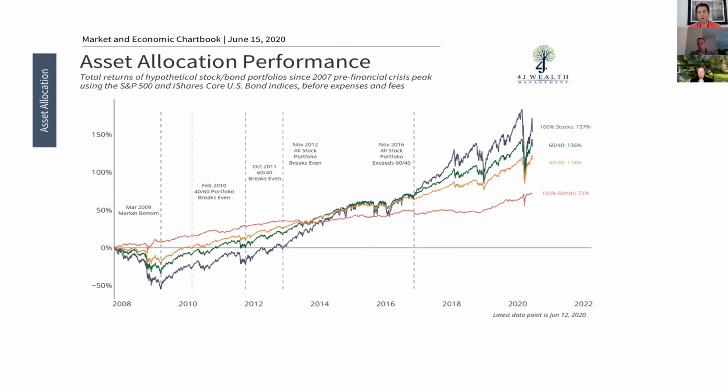And in between the blue and red lines, you see the goldish yellow and the green line. The green line represents a 60% stock, 40% bond portfolio. And you can see that recovered far quicker than the all stock portfolio. A 60-40 portfolio had broken even by October 2011, and a 40% stock, 60% bond portfolio had broken even by February of 2010.